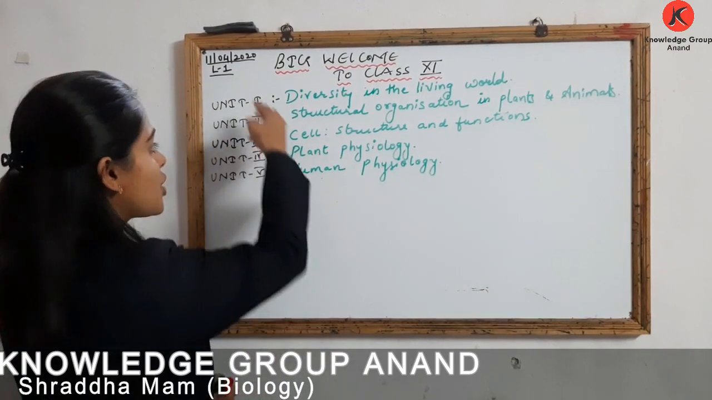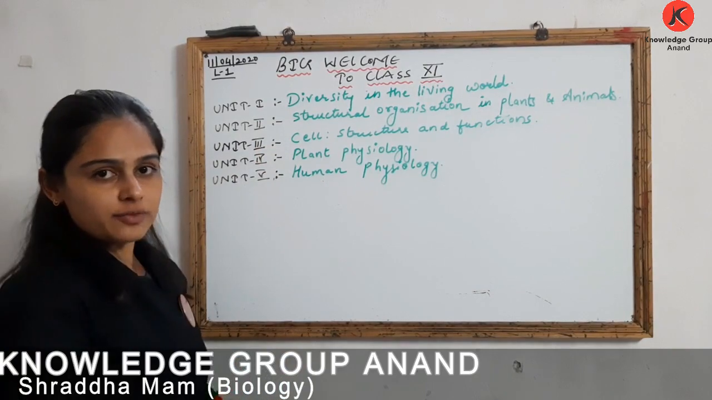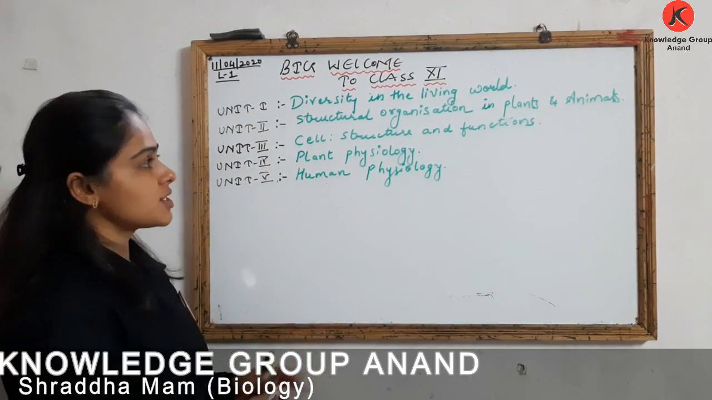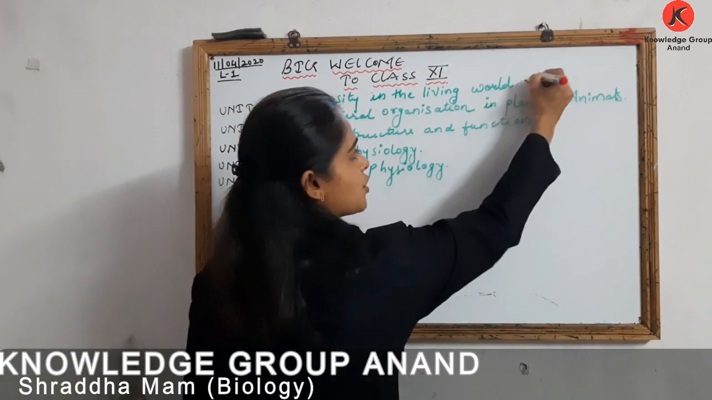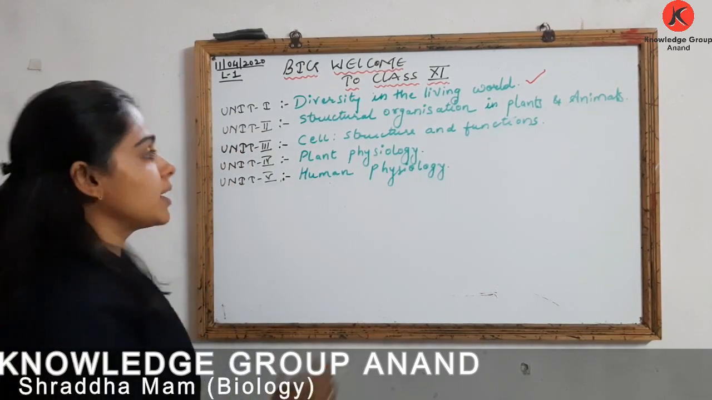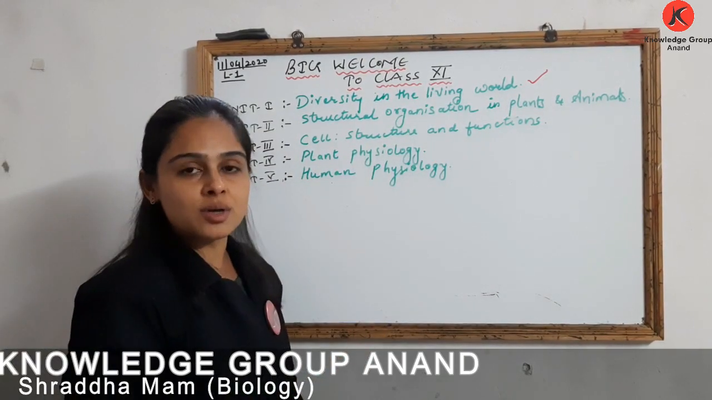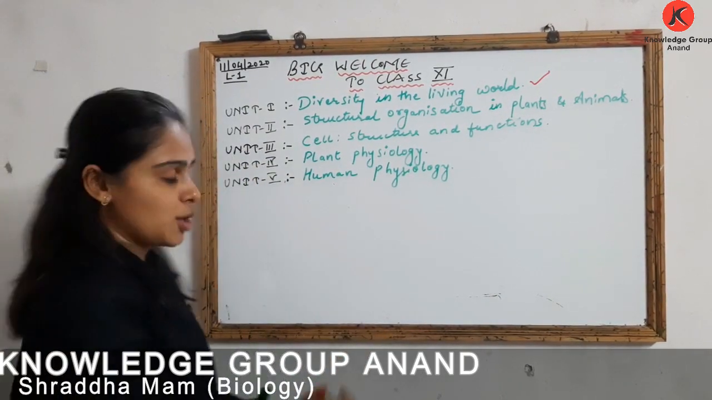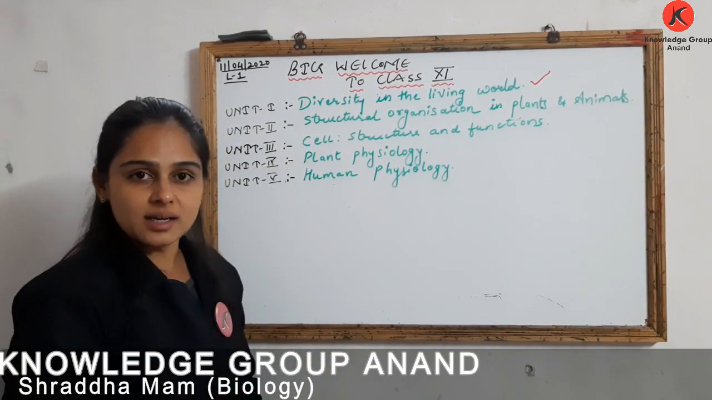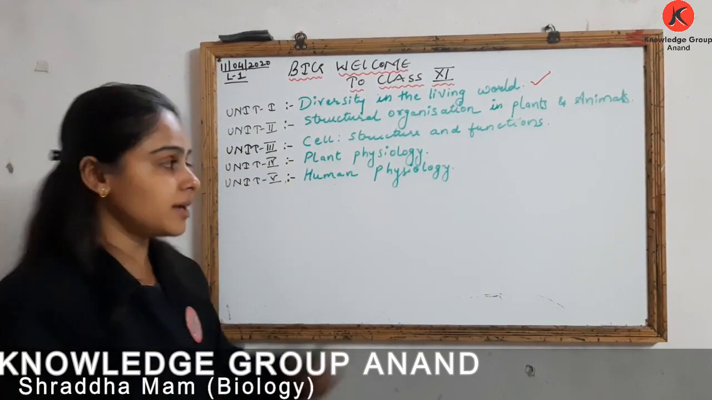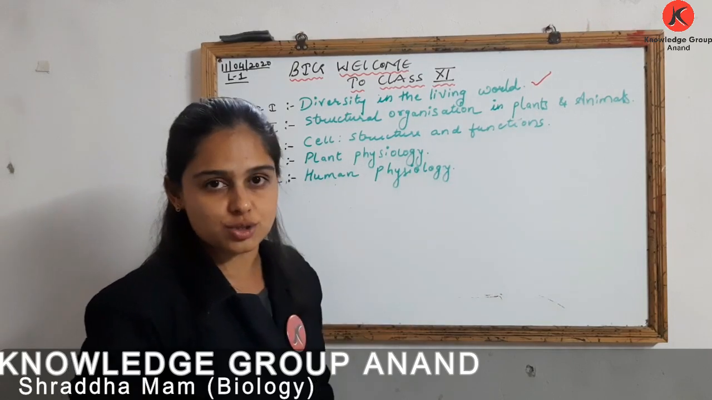Okay, so this is your unit 1, 2, 3, 4 and 5. Unit 1 is diversity in living world. This is your first unit. Your second unit is structural organization in plants and animals. Your third unit is cell, in which we are going to understand its detailed structure and function.